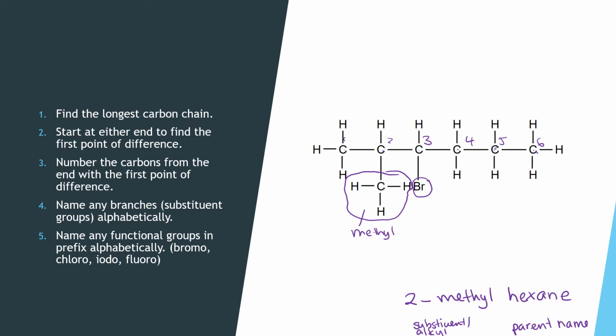Now then we have a bromo group. This is a functional group in prefix, so it becomes a bromo. Now we must provide an address. It's 3-bromo. Between numbers and numbers, we have commas, and between numbers and words, we have a dash. So this becomes 3-bromo-2-methylhexane.